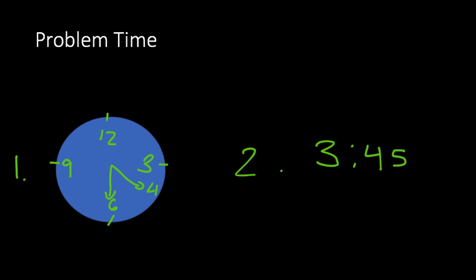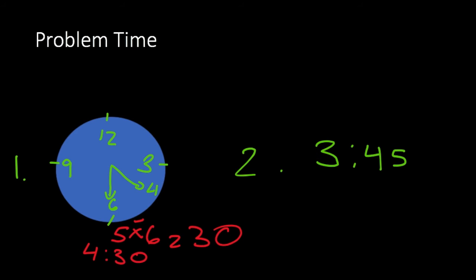Now, let's do some problem time. Let's see what the hour clock is showing. The hour clock is showing 4. Sorry, I was trying to make that shorter. So our time is going to be 5 times 6. 5 times 6 equals 30. And our hour clock is 4. So our time for this clock would be 4:30.